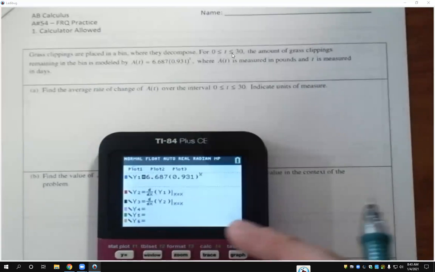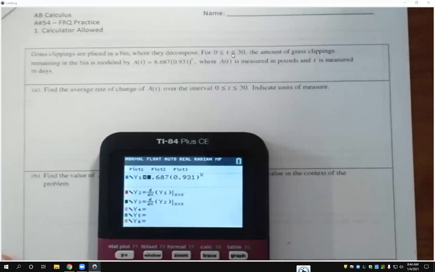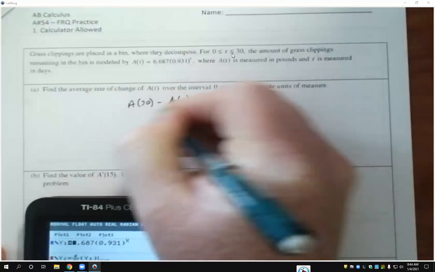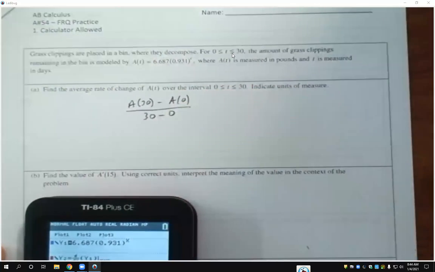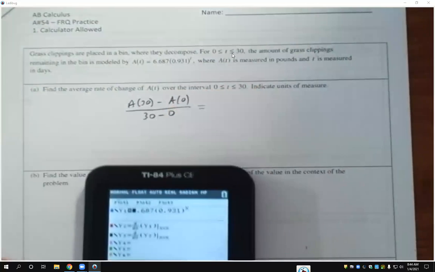And I went ahead and typed that function into my Y1, and that function just represents the amount of grass clippings that remain in the bin before any decomposition. So the first question asks to find the average rate of change over the interval 0 to 30. Average rate of change is asking you to find A of 30 minus A of 0 over 30 minus 0. That's all that question is asking you to do. And you can do that in your calculator.